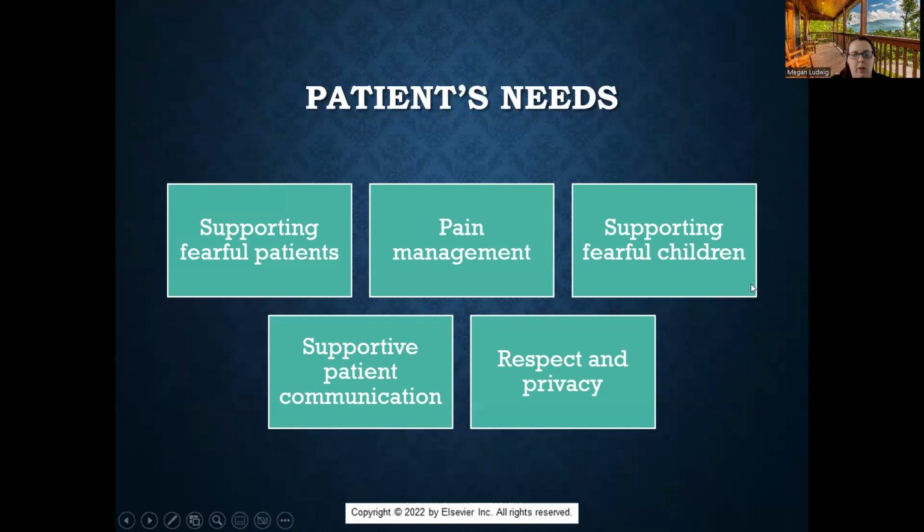Sometimes we can distract them with blowing up a hand balloon, or if it's an infant, you can obviously hold them while they go to sleep. There are different ways to manage those things.